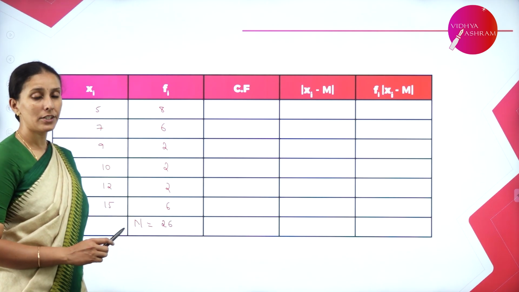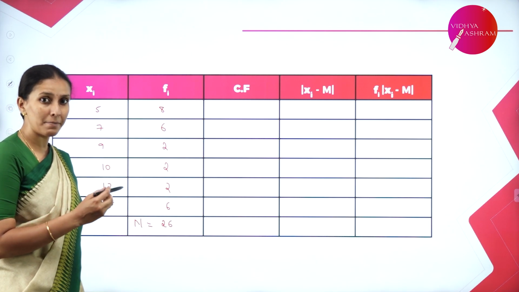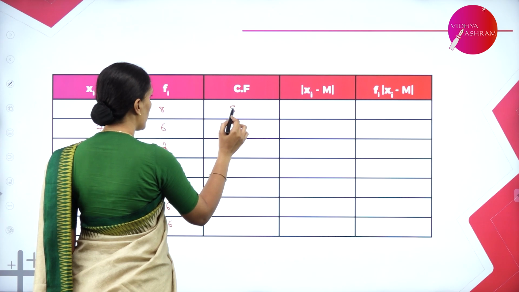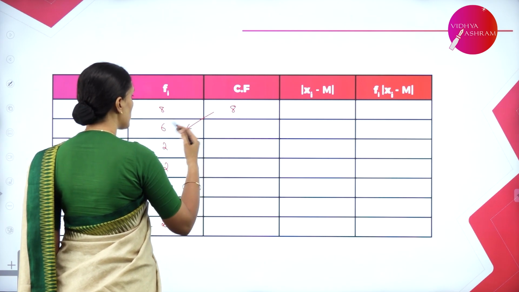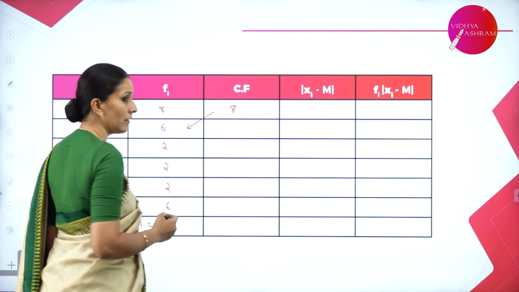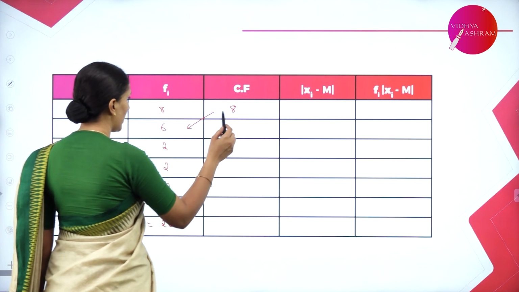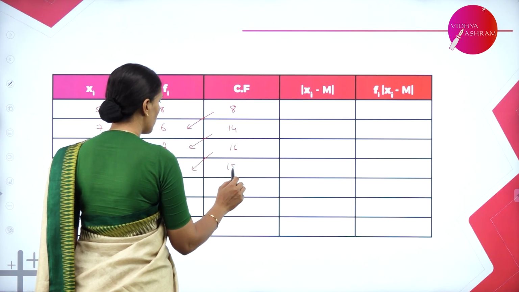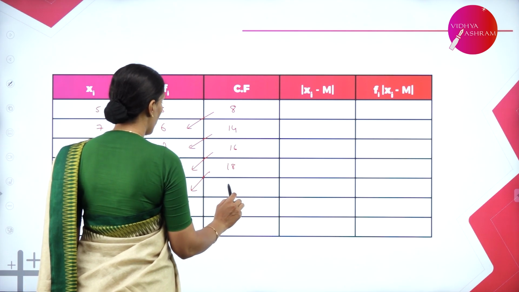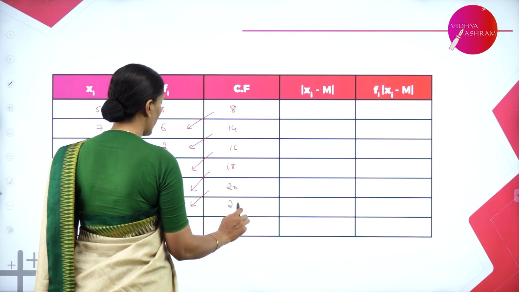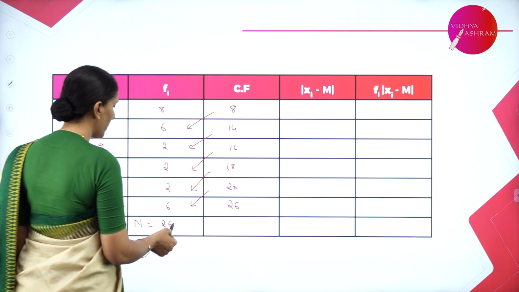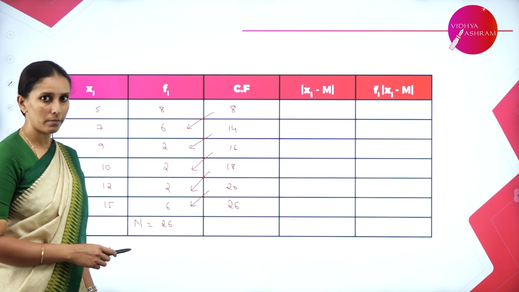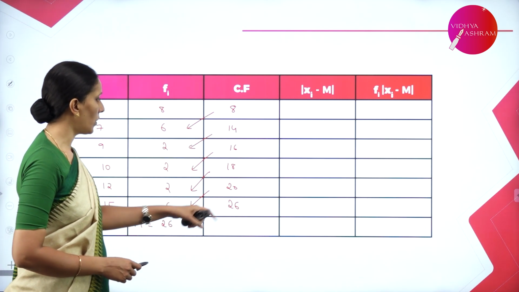The next one is the cumulative frequency column. Cumulative frequency helps us to find out the median term. So how to calculate this? Let's write the first frequency as it is, and for the next ones you add the next frequency to get the next cumulative frequency. So 8 plus 6, 14. 14 plus 2, 16. 16 plus 2, 18. 18 plus 2, 20. And 20 plus 6, 26. The last cumulative frequency should be equal to the number of observations. Then the cumulative frequency column calculation will be correct. So n is equal to 26.